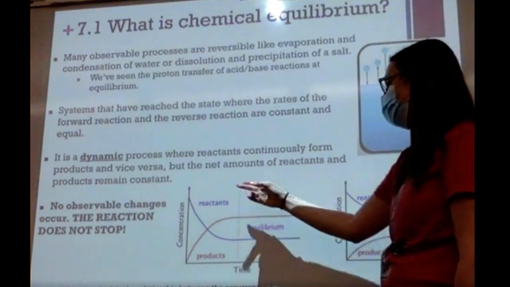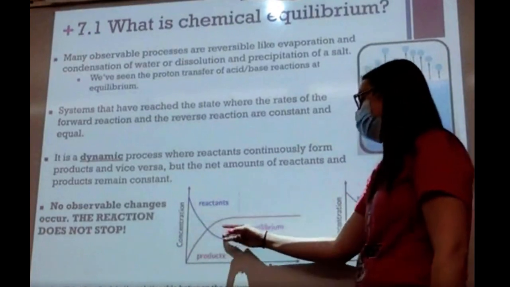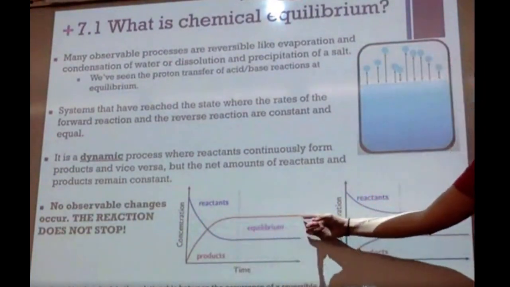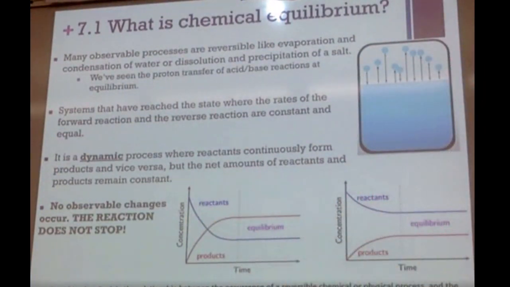So we reach equilibrium. We can see it graphically. We reach equilibrium once the concentrations plateau. The concentrations do not have to be equal. The rates have to be equal. So the rates of reaction are equal once we hit equilibrium.